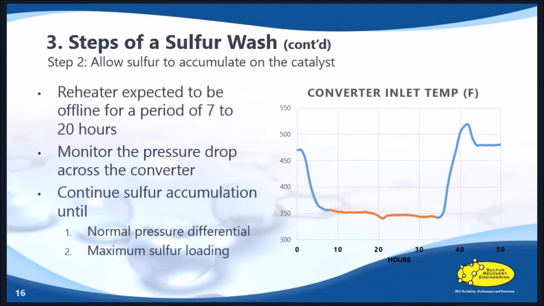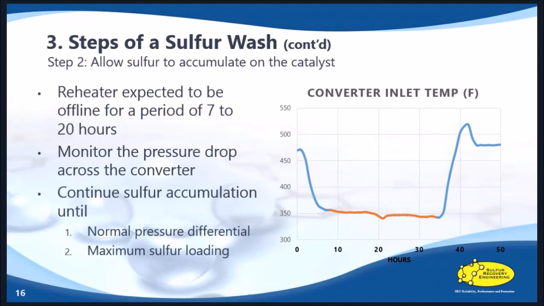Step number 2, allow the sulfur to accumulate on the catalyst. So we expect that the reheater will probably be offline for a period of 7 to 20 hours. What you want to do ideally throughout that time, while you're doing this accumulation of sulfur, is monitor the pressure drop across the converter. You can also do that another way by monitoring the front end pressure. You want to continue until one of 2 things: either your normal pressure differential, maybe a pound, 0.5 pounds differential across the converter, is obtained, or you come to the point of maximum sulfur loading, which we'll talk about a little bit more later.